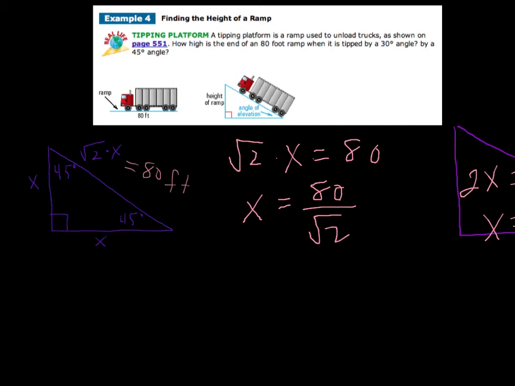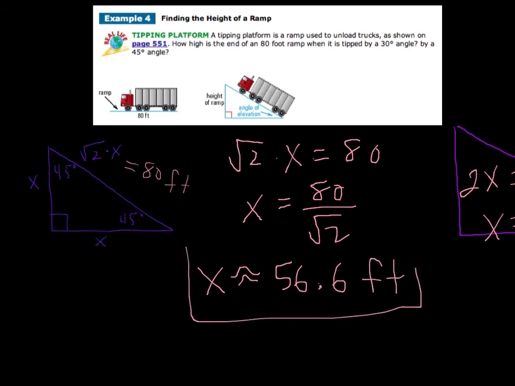Now, this is the one time where we'll say it's okay to use decimals to approximate. So x is approximately 56.6 feet. So the height of the ramp at this moment is approximately 56.6 feet.